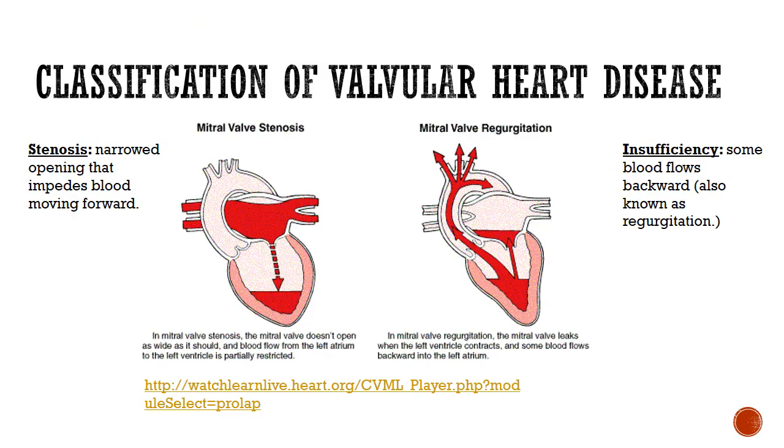Classifications of valvular heart disease are going to either have stenosis or regurgitation. Another word for regurgitation you may hear is insufficiency. Stenosis is a narrowing that impedes blood flow moving forward, whereas with regurgitation you're going to see some of the blood flow backwards.